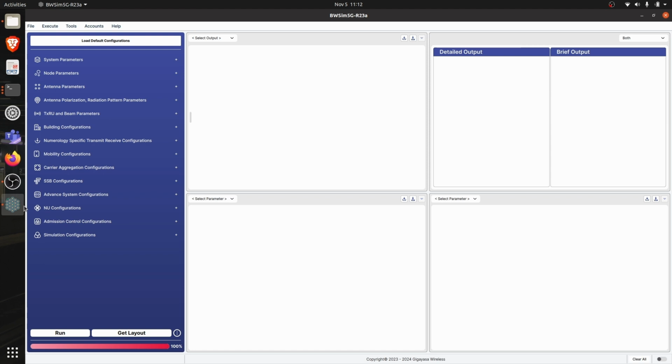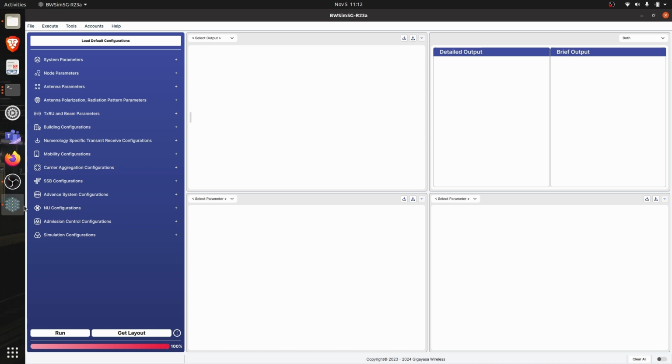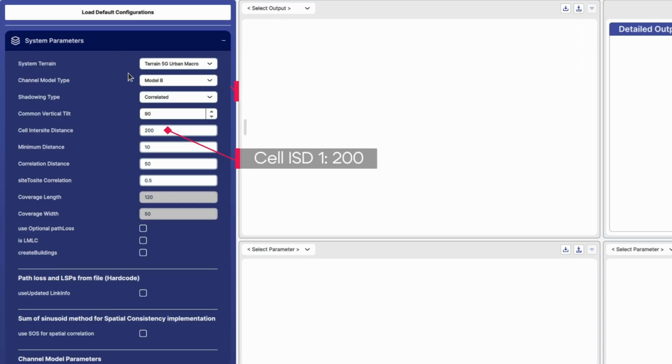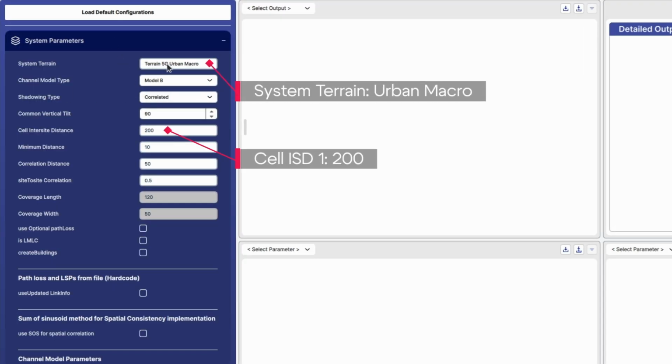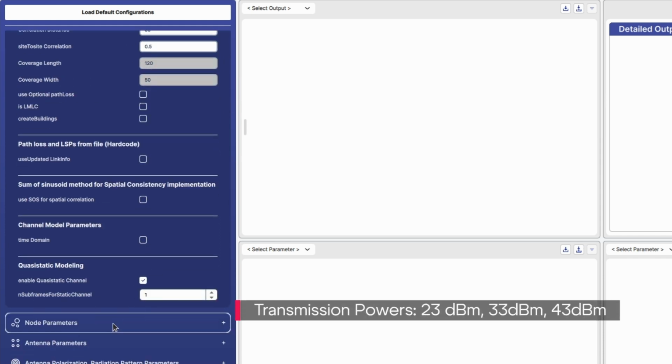This is how it's going to go. First, we will have a constant ISD, and for that constant ISD, we will check out the SIR and SINR behavior for three different transmission powers. It's followed by incrementing the cell ISD and again checking it out for three transmission powers, and so on and so forth. The first constant ISD we are going to keep is 200 in an urban macro scenario, and the three powers we are going to be checking out are 23, 33, and 43 dBm.